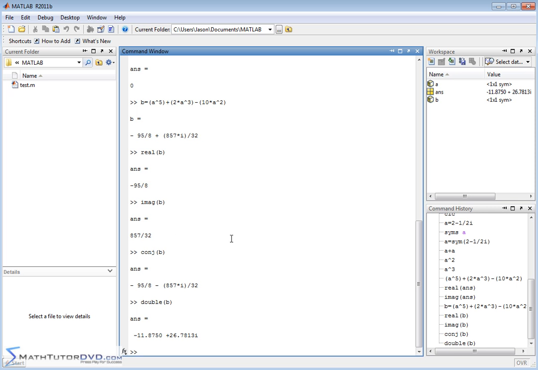Focus your efforts on trying to understand this, because complex numbers are things you'll use constantly all throughout math and science.